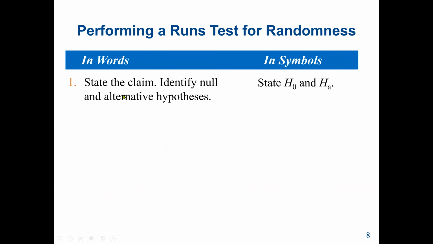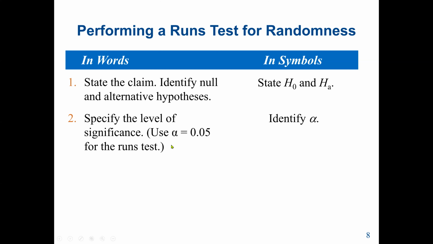So let's go through the steps here. Performing a run test for randomness. As we said earlier, a run test is to determine whether a sample we collected was collected randomly or involves randomness. This is also hypothesis testing, so we start with the same steps. First, we have to state our claim, which is to identify the null hypothesis and also the alternative hypothesis. So we need to state the H0 and also the HA.